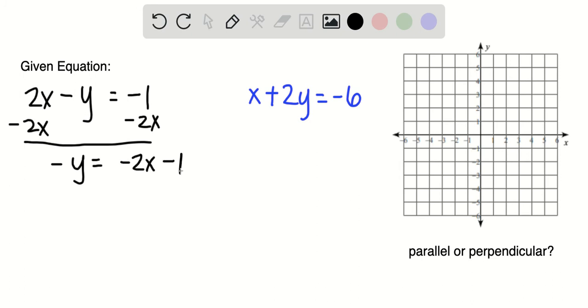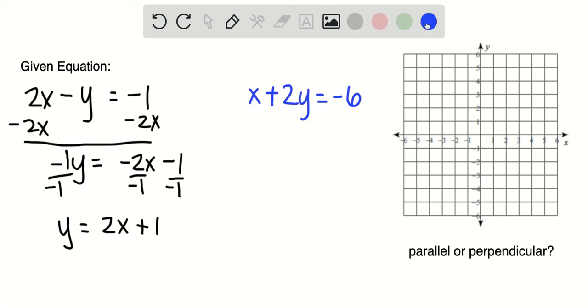Now I still need to get y by itself. If you notice, y has a negative in front of it, so you can almost think of it as not negative y, but negative 1y. So to get the negative 1 away from there, I would need to divide everything by negative 1, which means everything's just going to flip to its opposite. So I will have y is equal to 2x plus 1. A negative 2 divided by negative 1 is positive 2. A negative 1 divided by negative 1 is a positive 1.